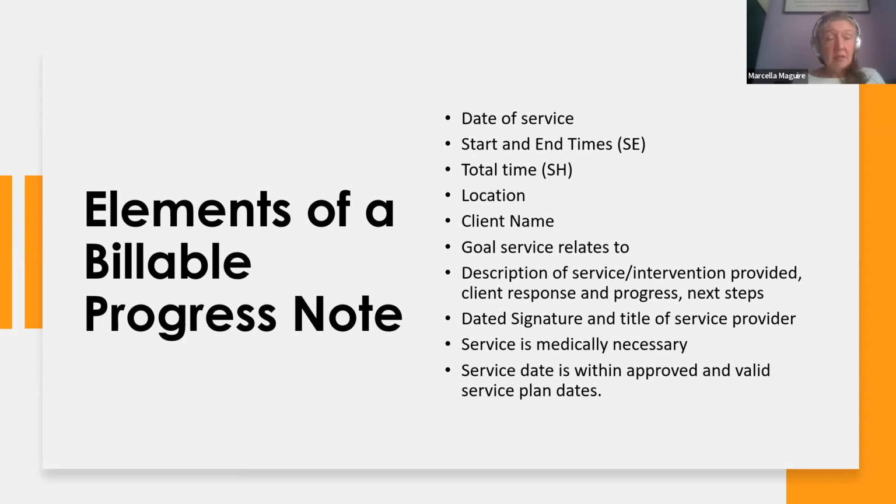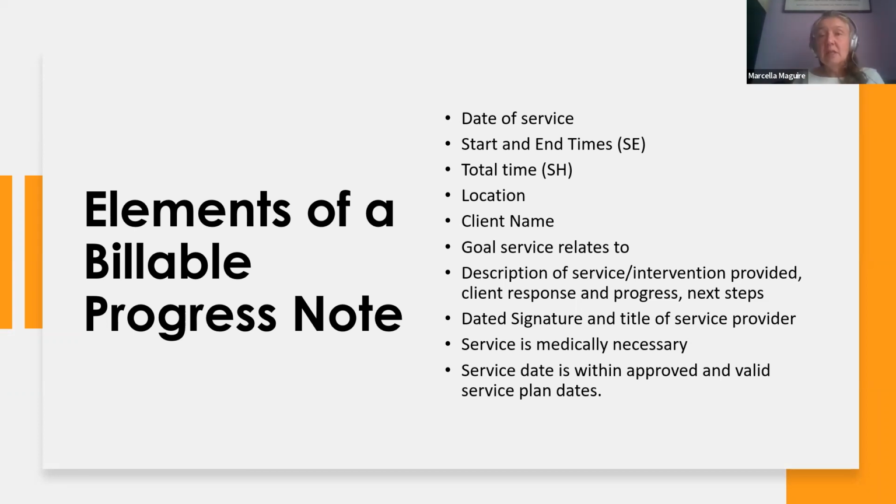The date of service, because remember your claim submission has a date on it. The start and end time for supported employment, because remember you're billing on units of service, and depending upon how much time you've spent with them, that will impact your units of service. For supportive housing, because you're billing per diem, you want to have the total time. I spent 50 minutes with this person, I spent 2 hours, whatever that amount of time is. You want that total time there. The location, is it in the community?